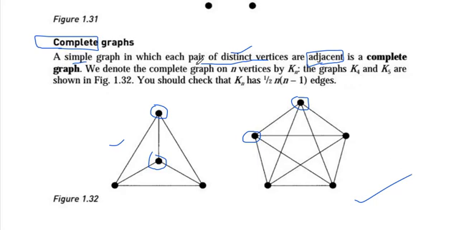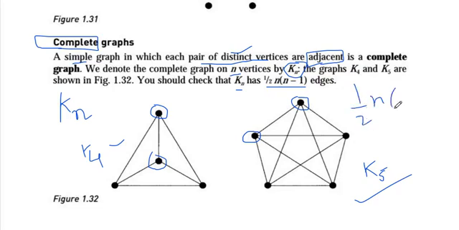If we want to denote the complete graph of n vertices, we write K, not C, K n. Here n is the number of vertices, so this is K 4 and this is K 5, with 5 vertices. Now how many edges are there in total? K n has 1 by 2 n into n minus 1 edges.